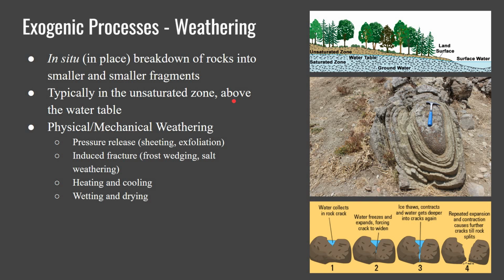Different physical weathering processes include pressure release, like this, where rock is moved up to the surface, no longer has a bunch of weight on it, and so expands at its joints and forms sheets or exfoliates. There is induced fracture, where either water or salt gets into cracks in the rock, expands, and breaks up the rock. And also heating and cooling and wetting and drying can also induce or cause physical weathering.